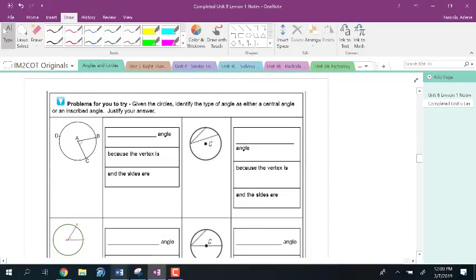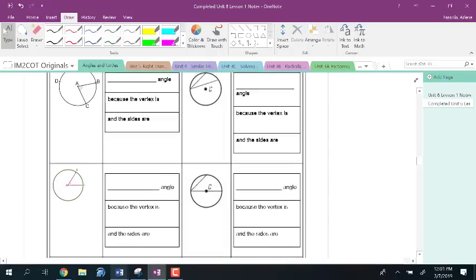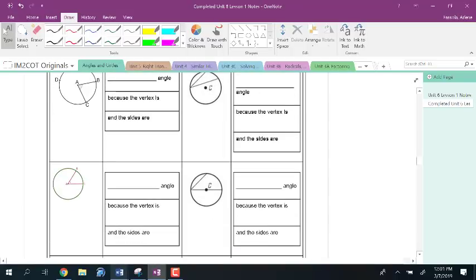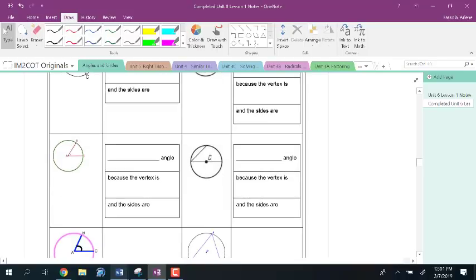Okay, there's a couple of problems for you to try here based on the definitions that we just went through. So maybe pause the video and take a few minutes to do that.